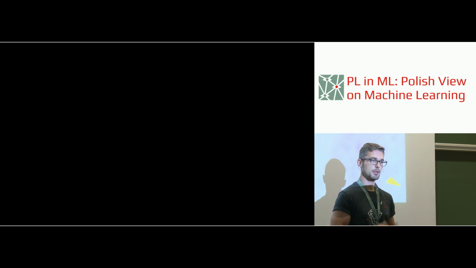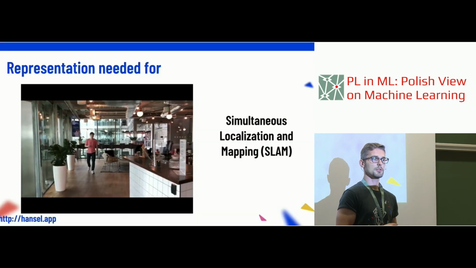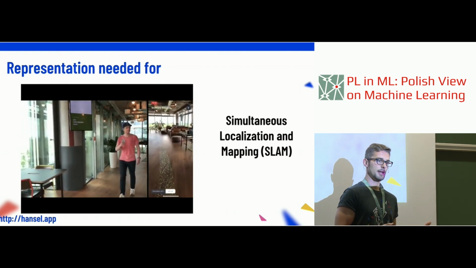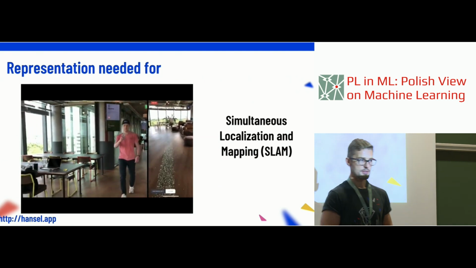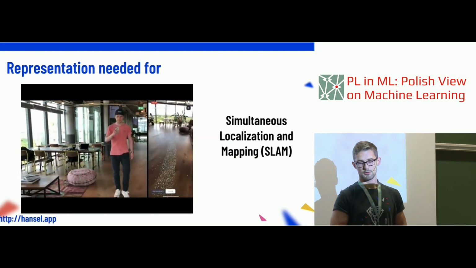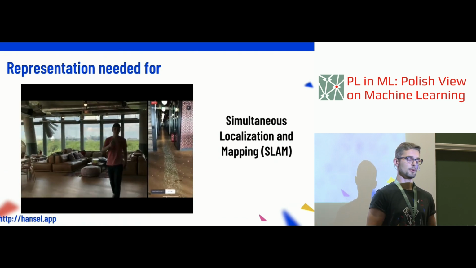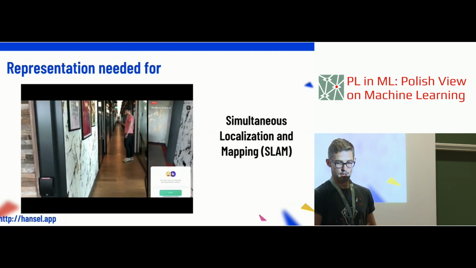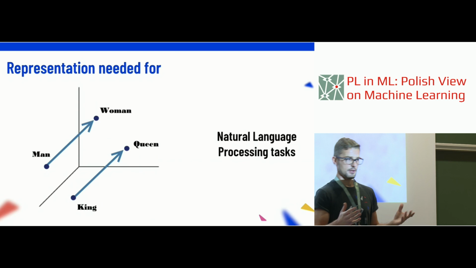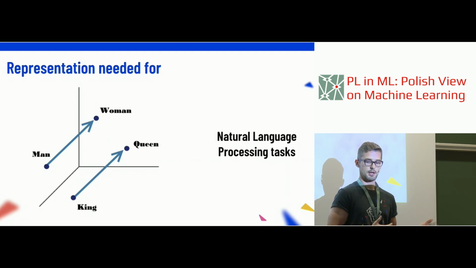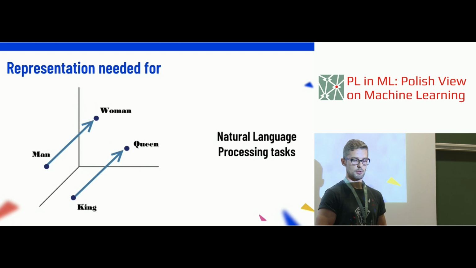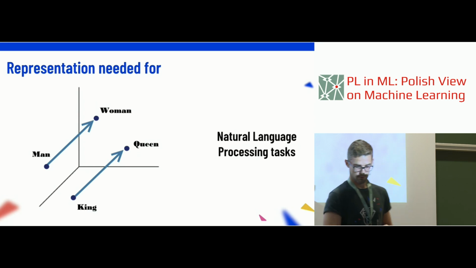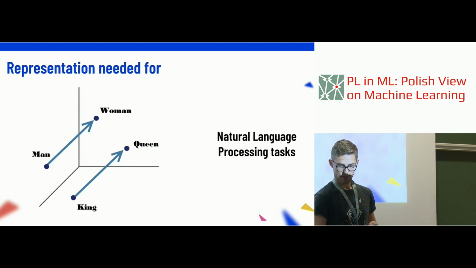Another application where representation is needed is SLAM, so simultaneous localization and mapping. That's an algorithm that is a core part of many augmented reality apps. In this case, we're looking at Hansel. That's another product within Tooploox that we developed that allows you to move from one place of a building to the other using some breadcrumbs that you see in the right corner of this screen. And the third one, natural language processing tasks such as classification, keywords extraction, and so on, where you need to find a representation of your data between words, characters, and some vectors.